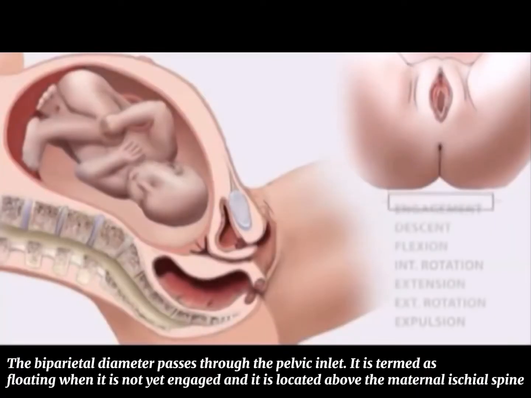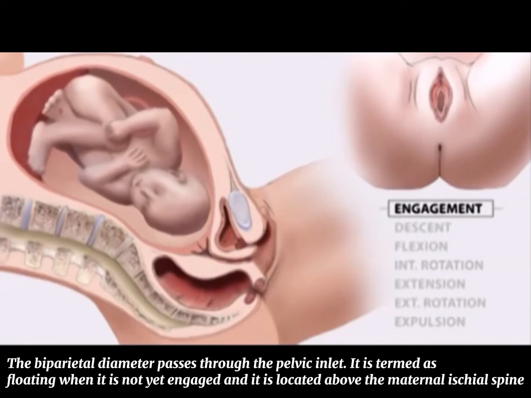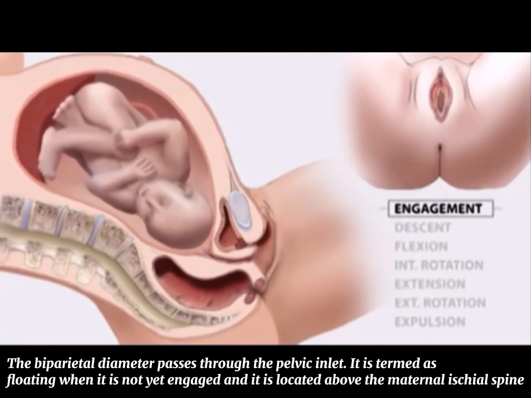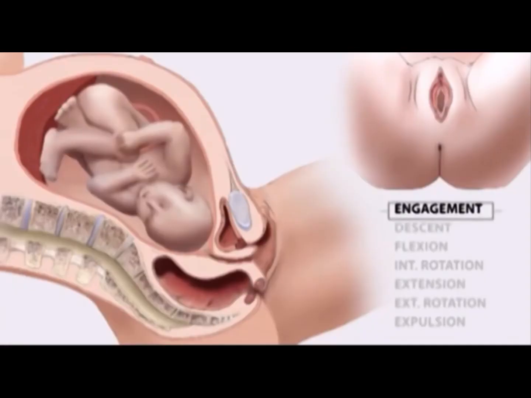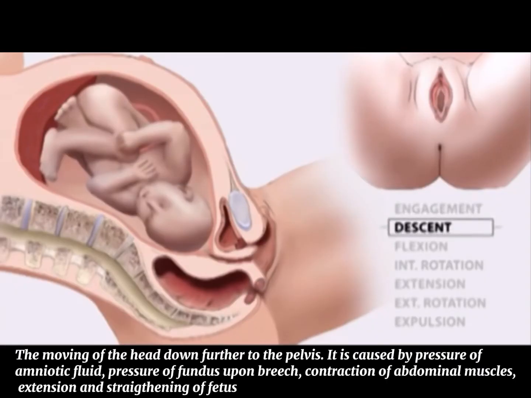The mechanisms of labor, also known as the cardinal movements of labor, are the different movements or positional changes that the fetus makes during the first and second stages of labor. It is in order to pass successfully through the irregular shape of the birth canal. Engagement: the biparietal diameter passes through the pelvic inlet. It is termed as floating when it is not yet engaged, and it is located above the maternal ischial spine. Descent: the moving of the head down further to the pelvis.